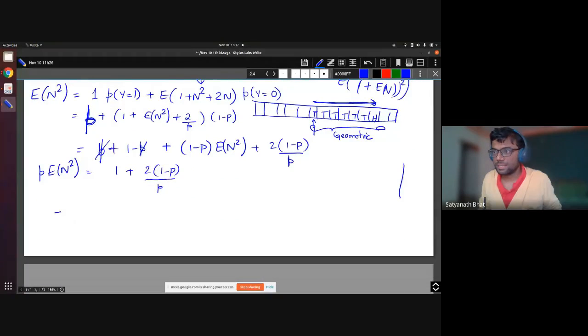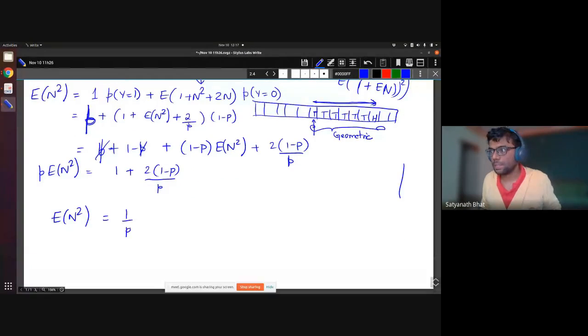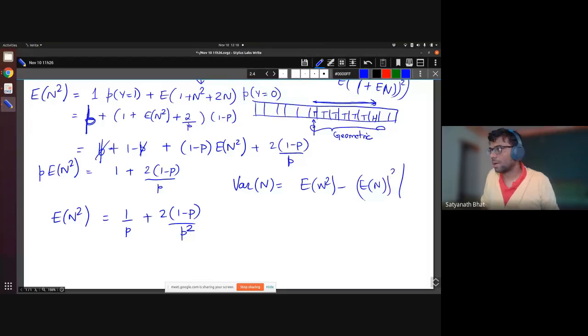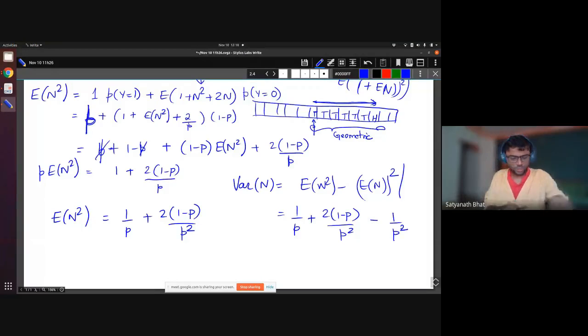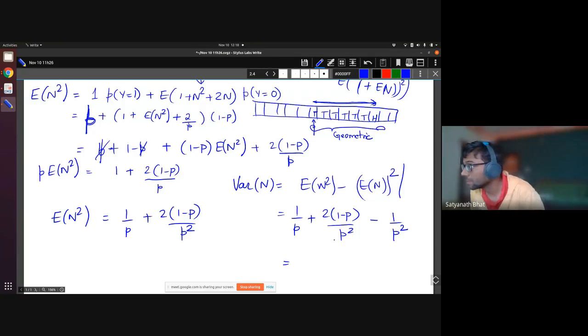So e of n square will give me 1 over p plus 2 into 1 minus p by p squared. Now we know that variance of n is e of n squared minus e of n whole squared. So this will be 1 over p plus 2 into 1 minus p by p squared minus e of n whole squared, which is 1 over p squared. I don't know whether I have done all of this correctly, but I should have. If everything is all right, this gives us 1 minus p by p squared.